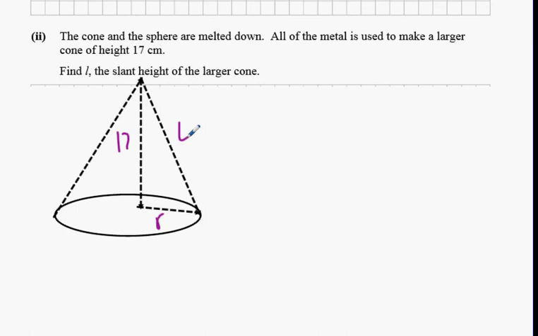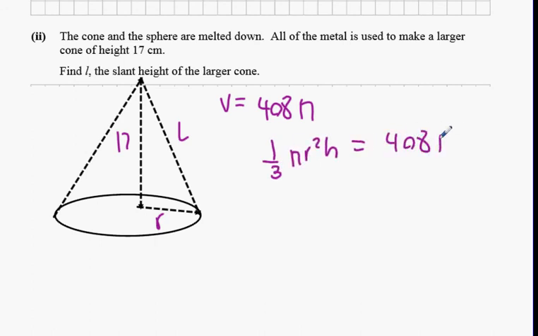Okay, some of you used the radius of the old cone. It doesn't say that they're the same radius, so you can't do that. What do we know about the volume of the new cone? Anybody tell me? It's the same as 408 pi, because both of the old objects were melted down to make the new object. So we say a third pi r squared h equals 408 pi. 1/3 pi radius squared we haven't got a clue about. h is 17, equals 408 pi.